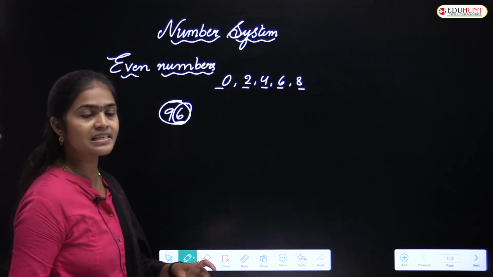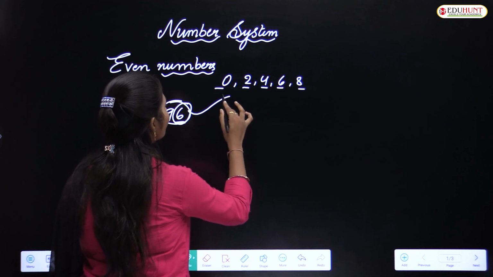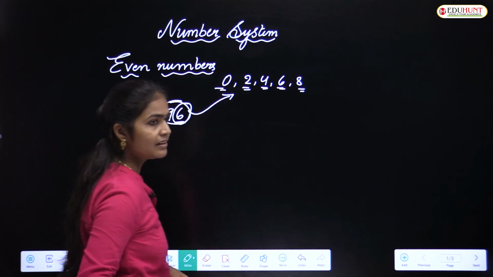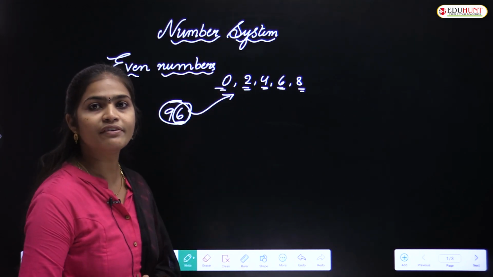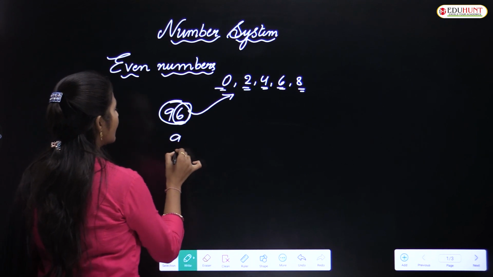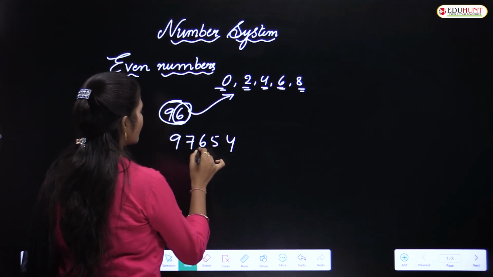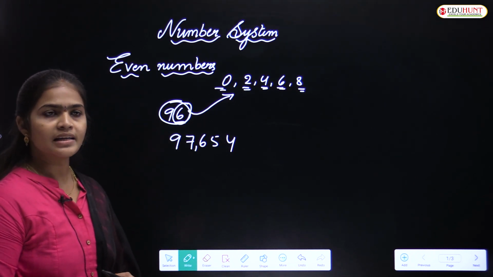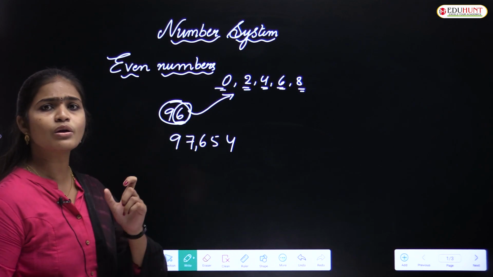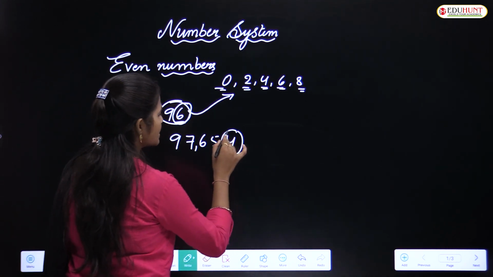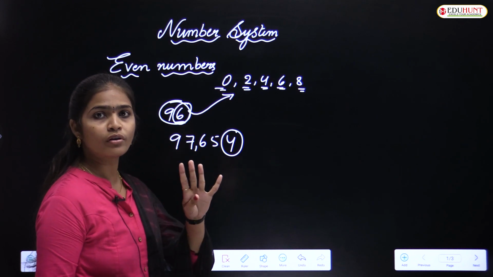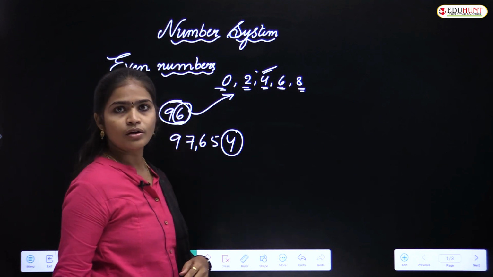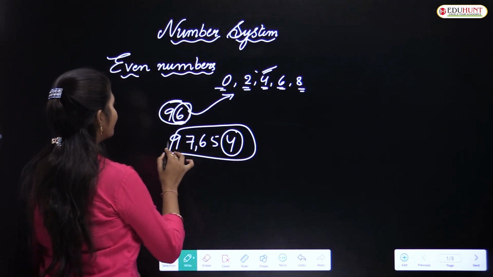In the units place, if you have any one of the digits 0, 2, 4, 6, 8, then we will call those numbers even numbers. Okay, so 97,654, is that an even number or odd number? No need to see the total number, you just have to observe the units place. What is the units place digit? 4. Is 4 there in that list of digits or not? Yes, 4 is there. That's why this is an even number.